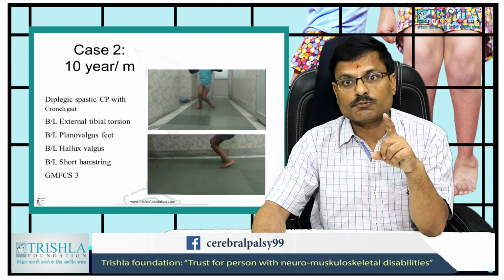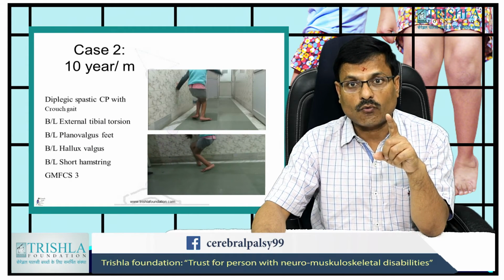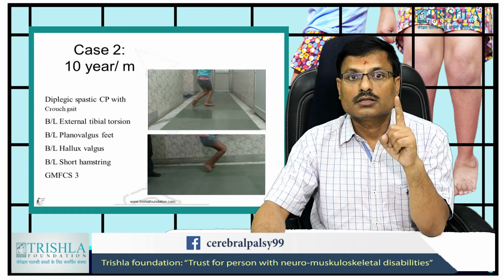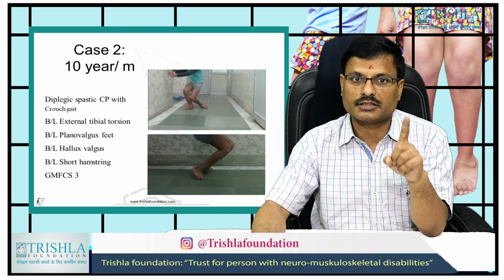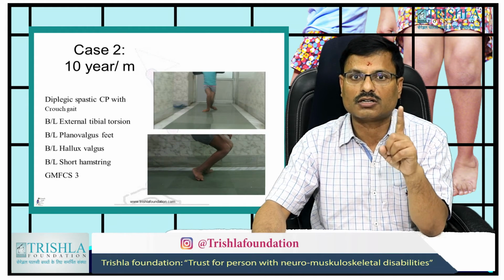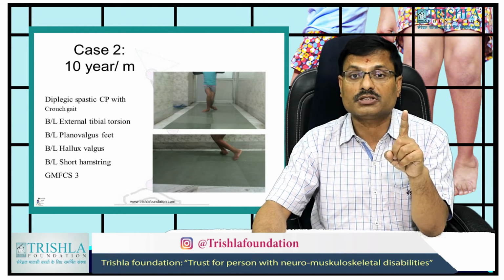That is one example I have given here. He was walking with a crouch gait. This 10-year-old boy has bilateral external tibial torsion, bilateral planovalgus feet, hallux valgus, short hamstring, and all the deformities were corrected.